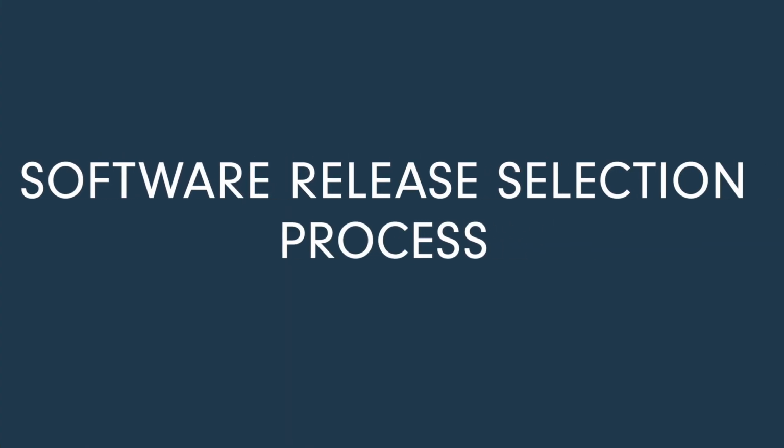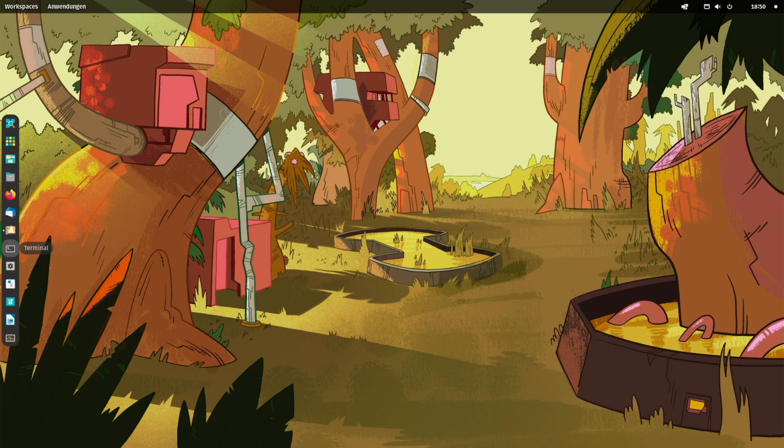Software release selection process. When developing an LTS distribution, selecting the right software version is critical. Developers must ensure that the selected versions are stable, secure, and compatible with each other. This requires careful testing and evaluation.